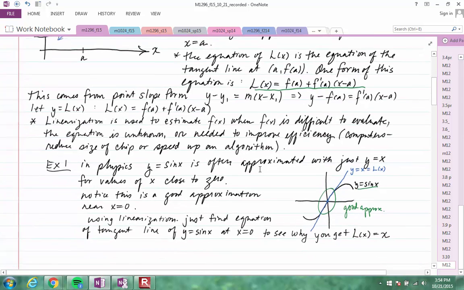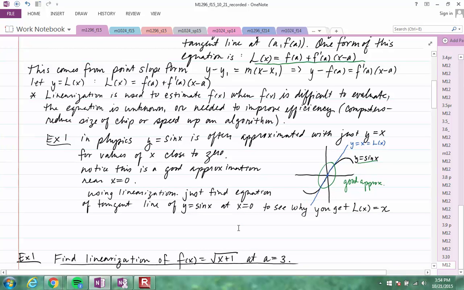I already mentioned some of this, but I'm presenting an example, and then we'll backtrack and actually derive it. In physics, y equals sine of x is often approximated with just y equals x. So I'll go over how you find that.